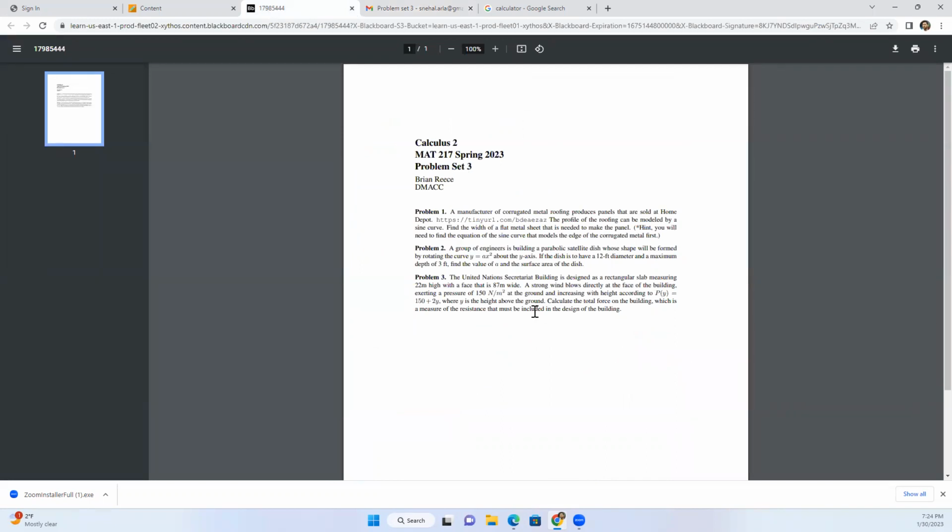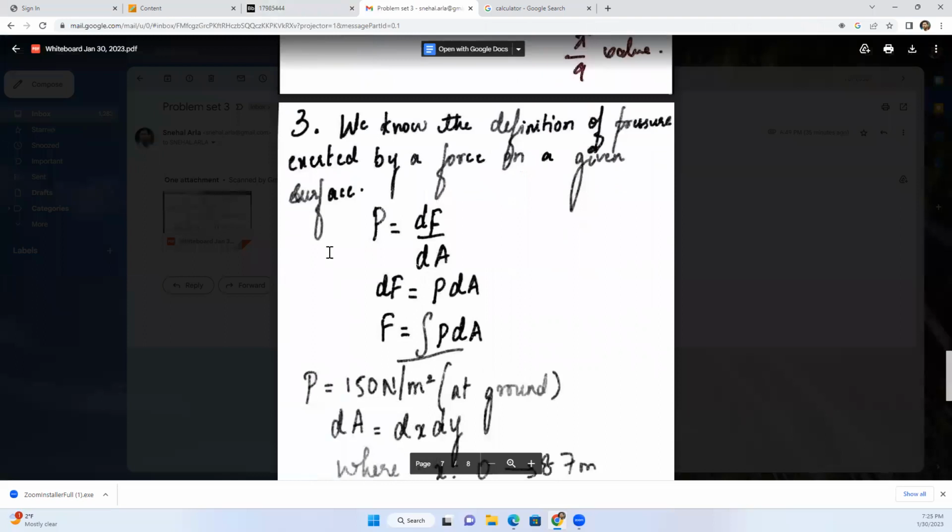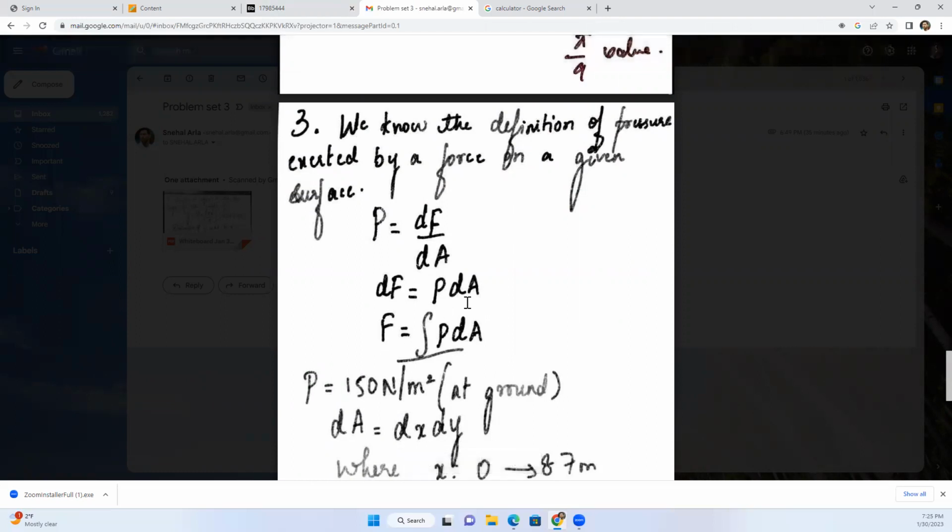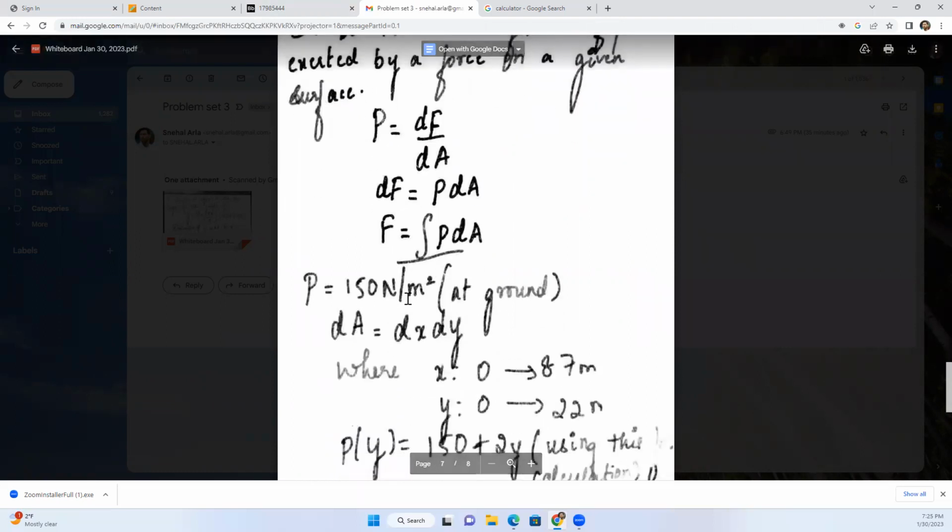The third question says strong winds blow directly at the base of the building, exerting a pressure of 150 newtons per square meter on the ground, increasing with height. We calculate the force on the building, which is the measure of resistance that must be included in the design of the building. You know that pressure equals force over area, so differentiating, dF equals P dA, and force equals P times A.